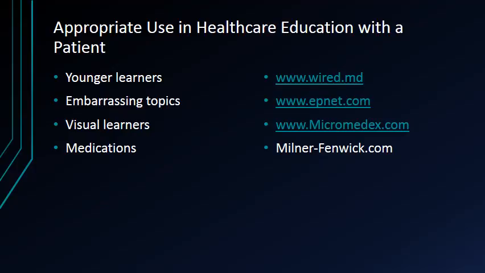The Wired.md and the EPnet.com are both websites that show videos. So if they want to learn about their A&P, what's going on in their body, that would be a great way for them to learn. That way they can see how one area of the body affects the other all at the same time. Milner and Fenwick.com is an example for someone who prefers to learn in Spanish. They have Spanish subtitles, so that information can be relayed to them that way.